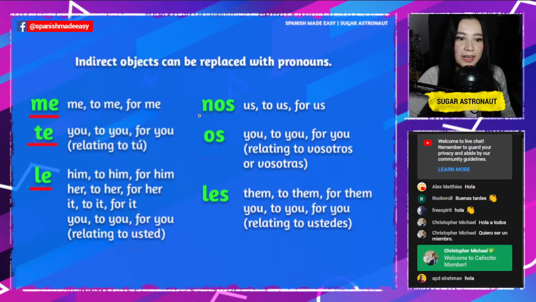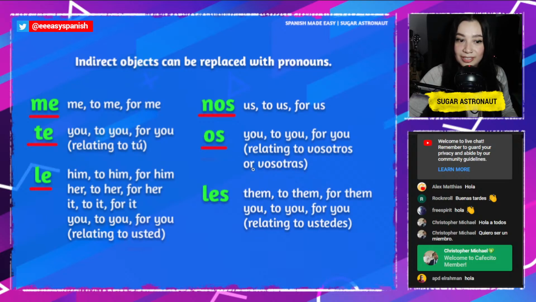Now, the next one. Nos. Nos means us, to us, or for us. You're going to see some examples using all of these pronouns, so don't worry about that. Just remember what they mean.